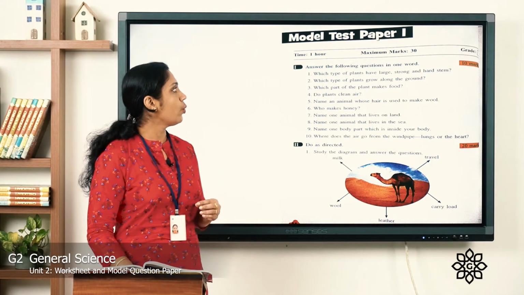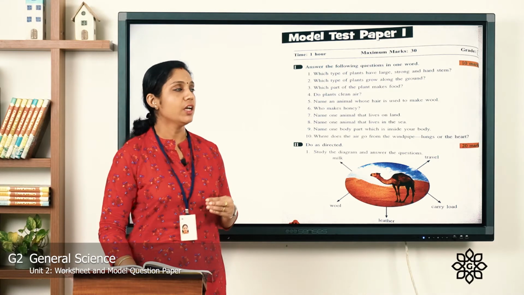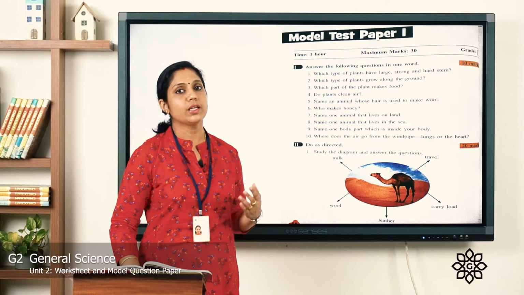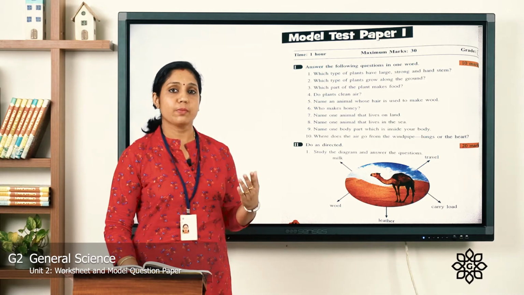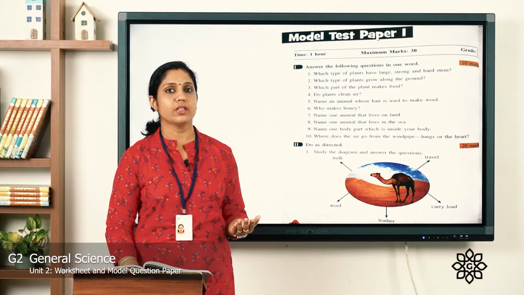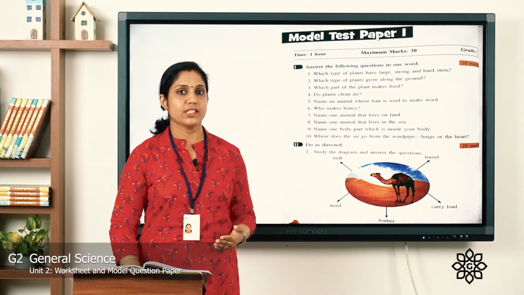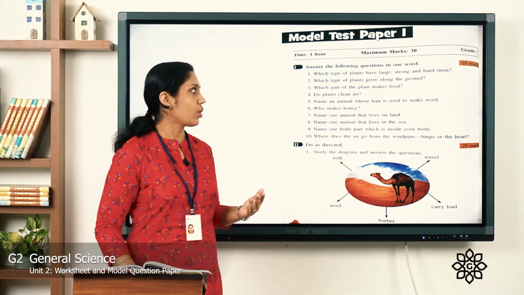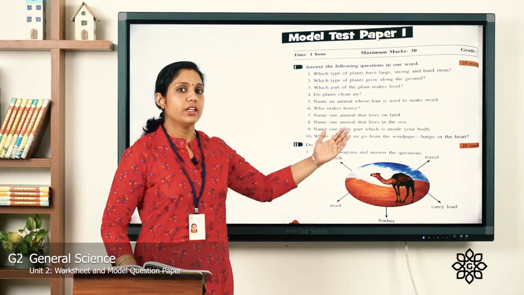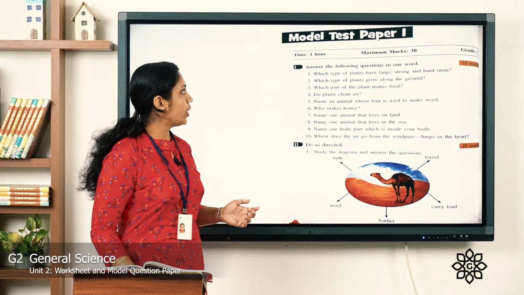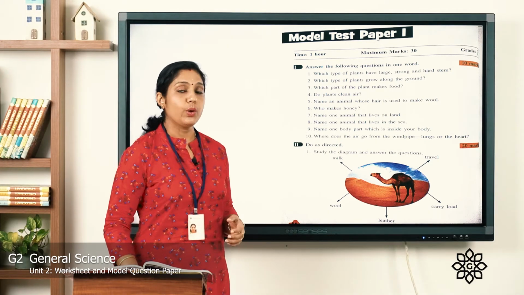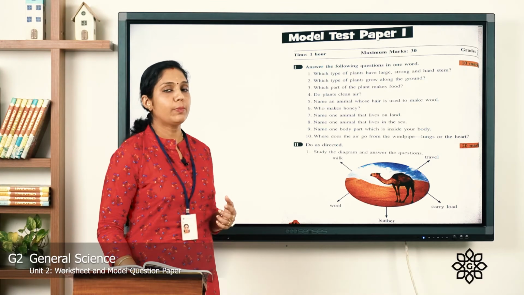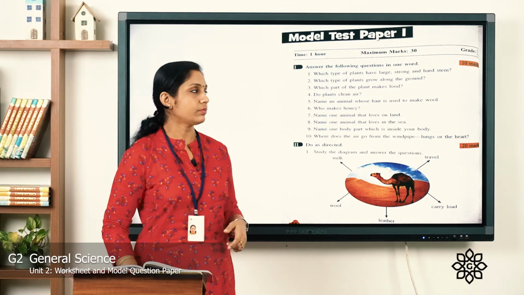The first question, which type of plants have large, strong and hard stem? So we have learnt about the plants, different types of plants, parts of a plant in our first chapters. So based on that, the questions are given. So you can write it. You can write it in the space over there itself. Second one, which type of plants grow along the ground? Third one, which part of the plant makes food?